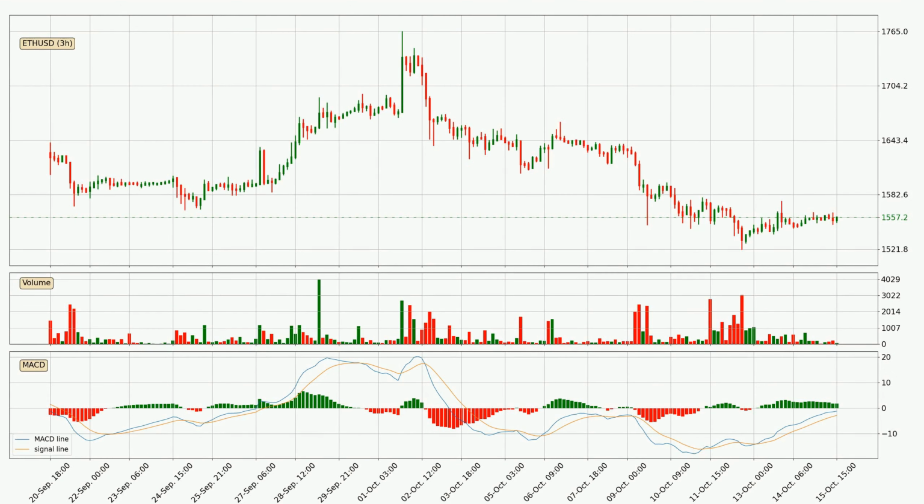Jumping to the 3-hourly MACD, seeing as the MACD line is above the signal line, meaning that the trend is currently on the up. But according to the MACD histogram, we can see that the momentum is going down. Owing to this, we can expect the price to remain stable, and you should wait and see if the MACD line will cross the signal line, which will be a downward trend.